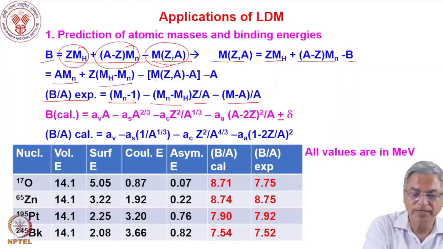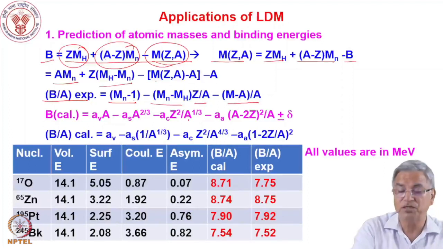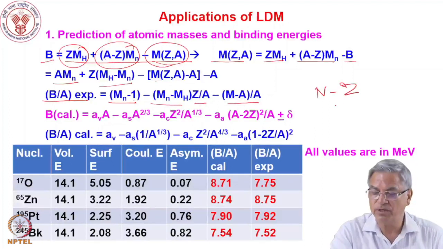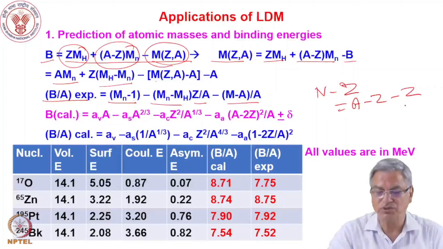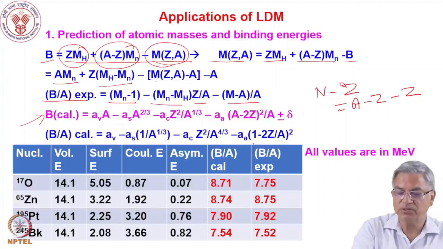So now you can calculate the binding energy by this formula: A_V minus A_S by A raised to 1 third, minus A_C Z squared by A raised to 4 thirds, minus A_A (A minus 2Z) squared upon A. N minus Z can also be written as A minus 2Z. Actually, N minus Z, you can also call (A minus Z) minus Z, so that is nothing but (A minus 2Z) squared upon A. So this is the calculated binding energy using these constants.